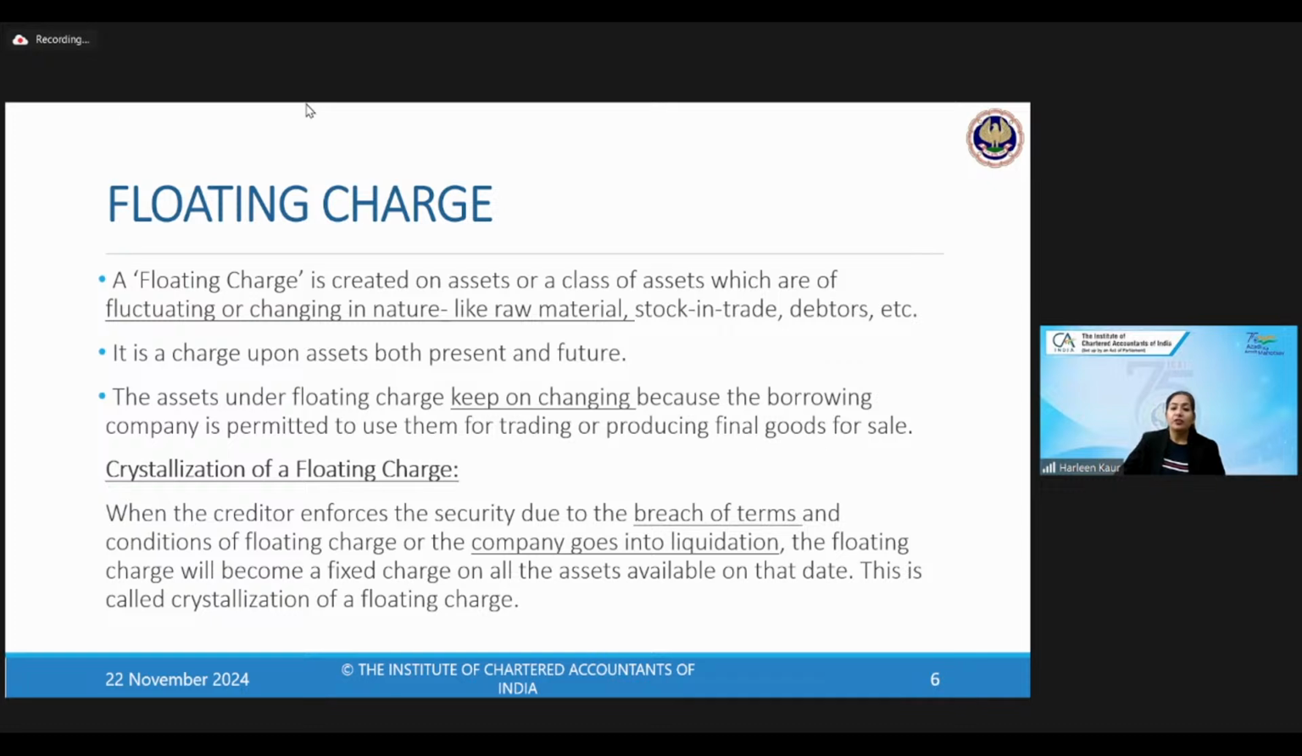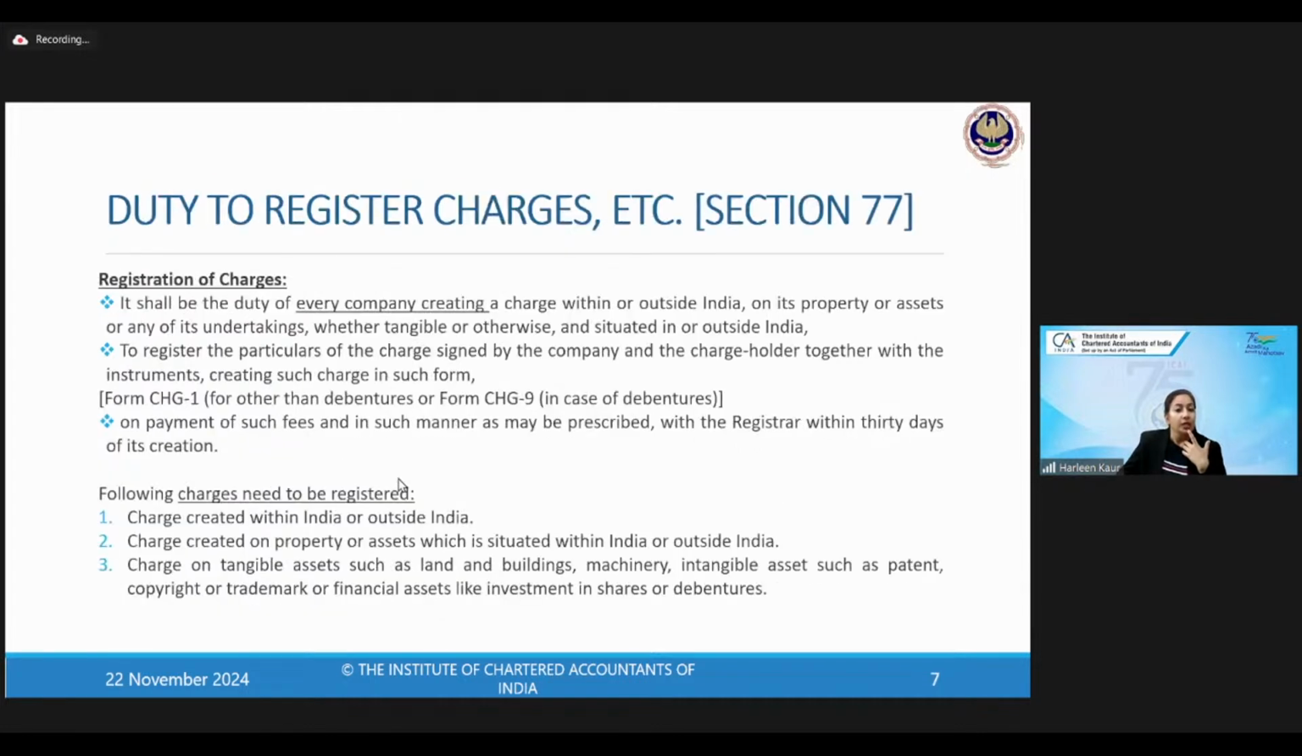Any doubts in fixed and floating charge or the definition of charge and crystallization of charges? Okay, good. Swati, I hope you have understood your point now. Om Krishnam, Khushbu, Khushi, all of you. Good. So let's proceed ahead. Section 77. All right, all clear. So that's wonderful. Everyone has written, ma'am, it's clear.